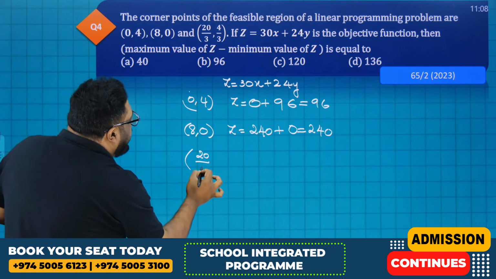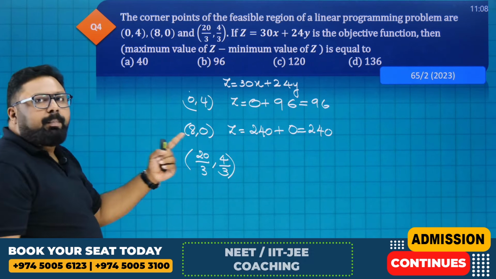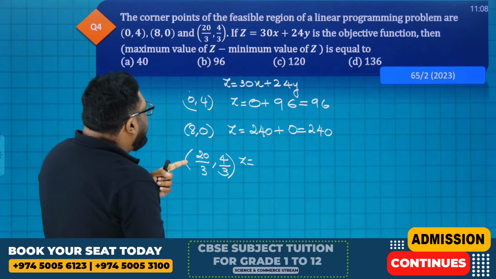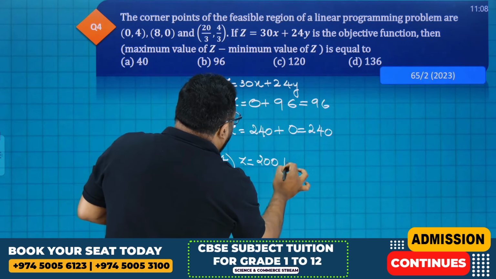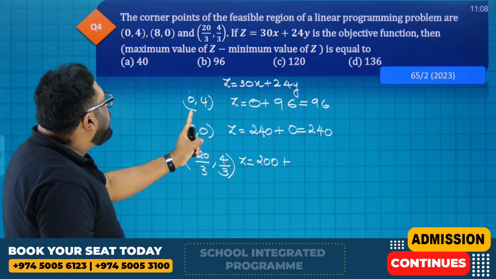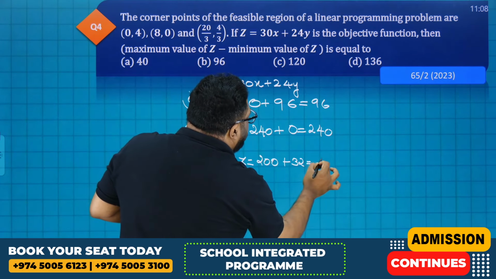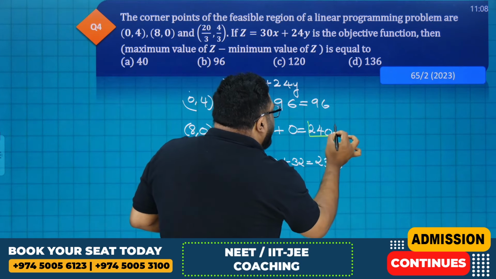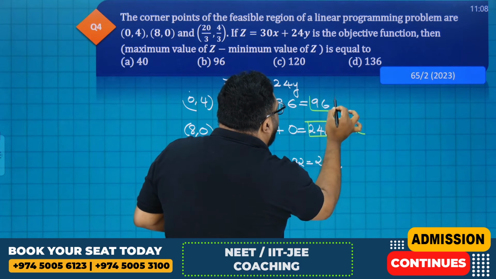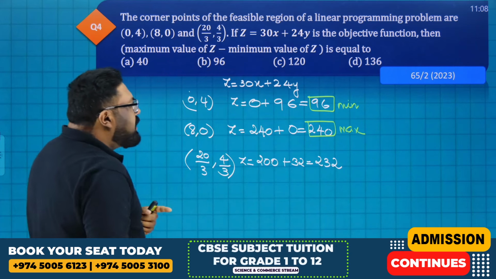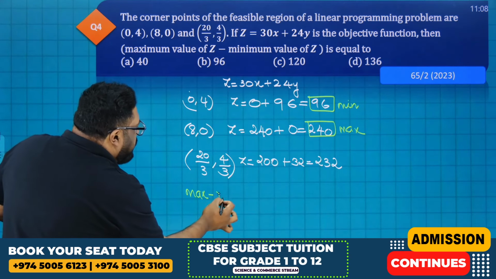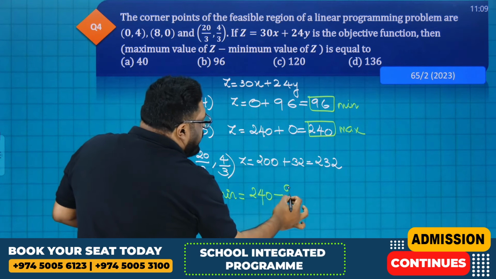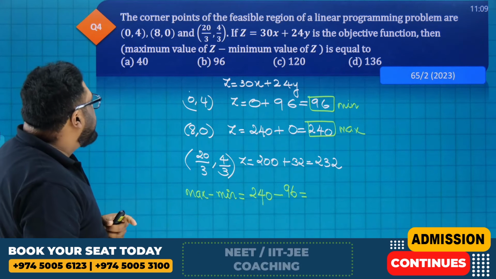Next point, my dears, (20/3, 4/3). If you substitute 20/3, 4/3 in z, you will get 20 times 30 by 3, that is 200, plus 24 times 4 by 3, that is 32. So your answer is 232. So very clearly, this is your maximum value and this is your minimum value. So we have to find maximum minus minimum, my dears. So maximum minus minimum is equal to 240 minus 96.